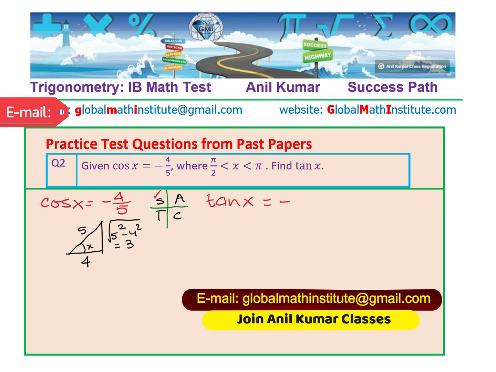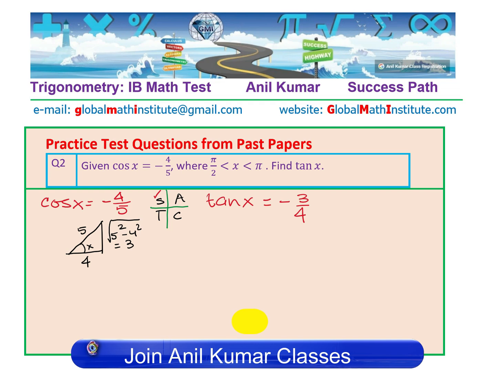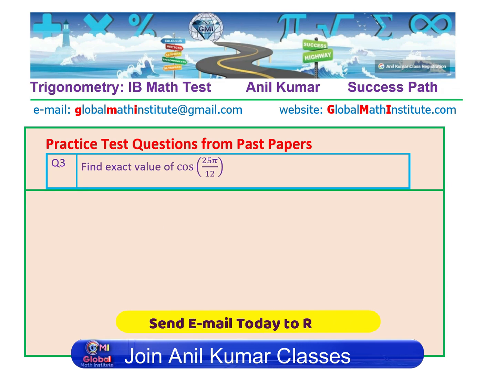So the answer should be what? Minus 3 over 4. Simple as that. So that is how we are going to answer this question. Within no time, you get these marks for question number 2. Perfect. Let's move on and take question number 3 now.